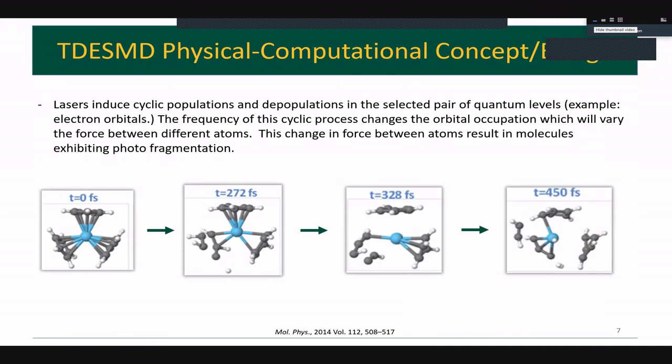This repetition induces a cyclic population and depopulation in the paired orbital. This changes the orbital occupation, which will vary the force between different atoms. Once the force is changed, the resulting molecules exhibit photofragmentation. This is the view of the previous computational work that has been done. Throughout the process, you can see degradation. Now back down again, and this is repeated continuously.